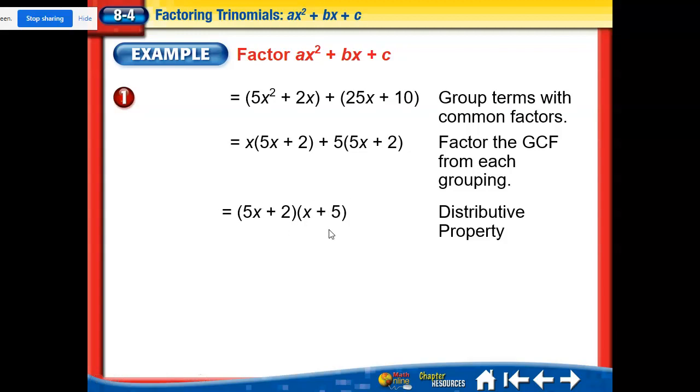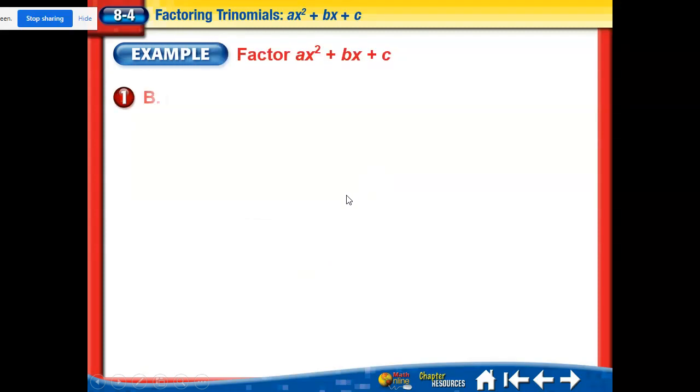Obviously much more difficult than what we just got done doing. It starts off the same way, but then we have to turn it into a grouping problem. And we have to obviously show our work and show the rest of it. All right, so let's try another one.